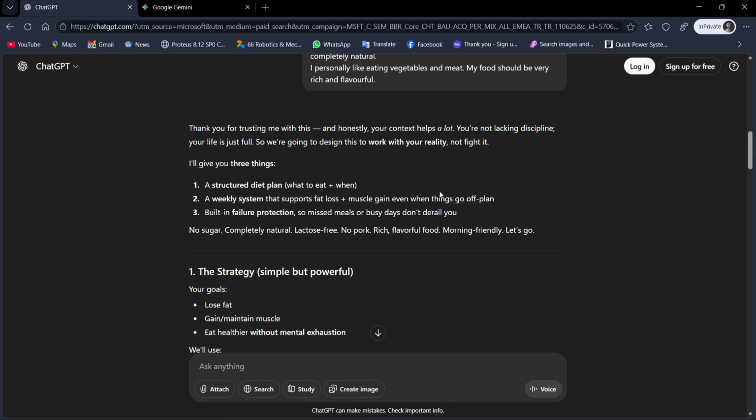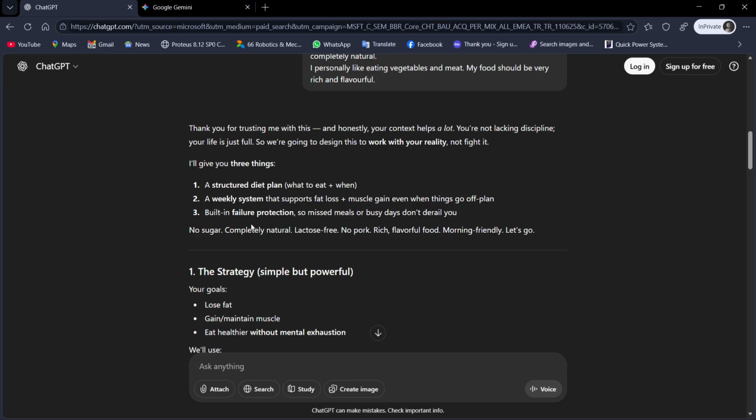We do not want something that's going to try to fight the current situation of the user, but something that can easily be implemented, that can easily cooperate and move along with the routine, and still help the user achieve her goals. I'll give you three things: a structured diet plan, what to eat plus when, a weekly system that supports fat loss, muscle gain, even when things go off plan, built-in failure protection so missed meals or busy days don't derail you, no sugar, completely natural, lactose free, no pork, rich flavorful foods, morning friendly.